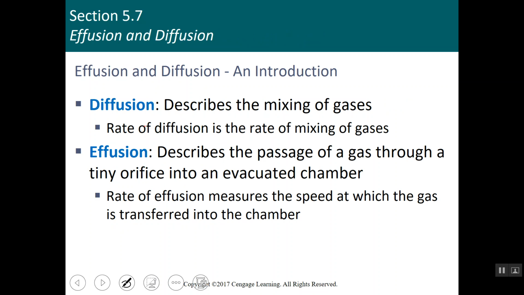The last part of this PowerPoint talks about diffusion and effusion. Diffusion is something you've known for a lot of years in your education. The rate of diffusion is the rate of the mixing of gases. Now, effusion is a little bit different.